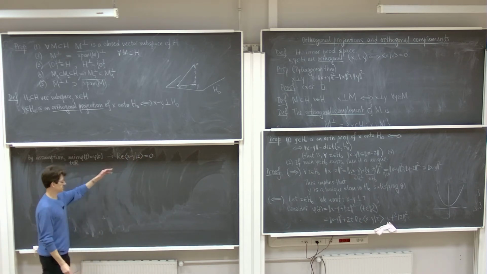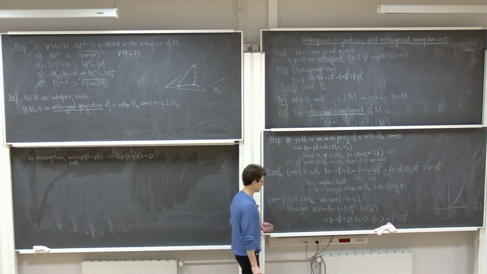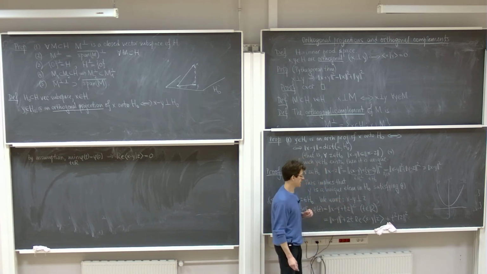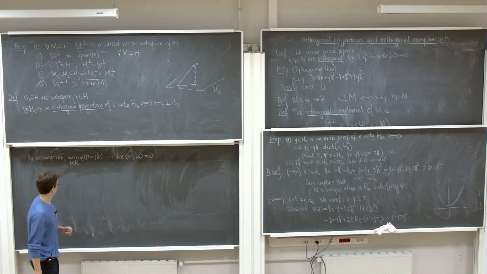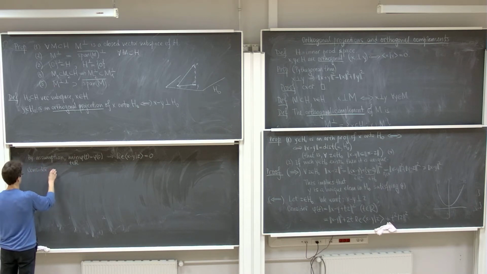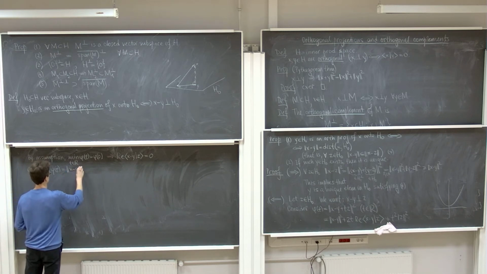So the real part of this inner product is 0. Well, this is not exactly what we wanted to show. We wanted to show that the inner product is 0, and we proved only that the real part of this inner product is 0. So to complete the proof, we consider another function. Let's denote it by psi of t, and we define it in the following way.